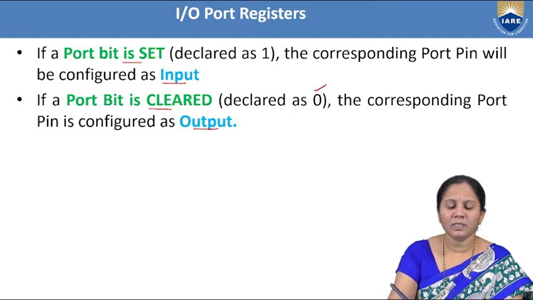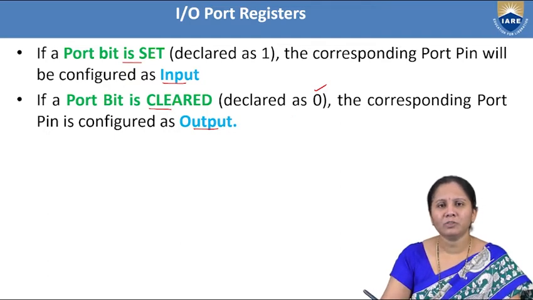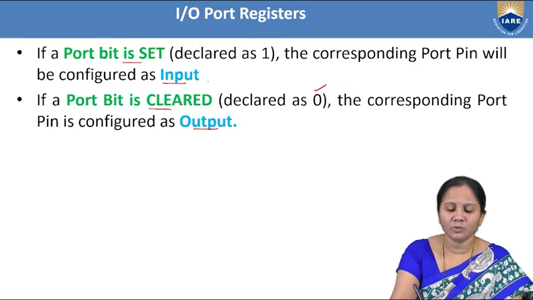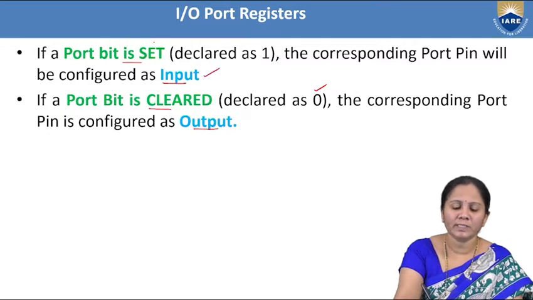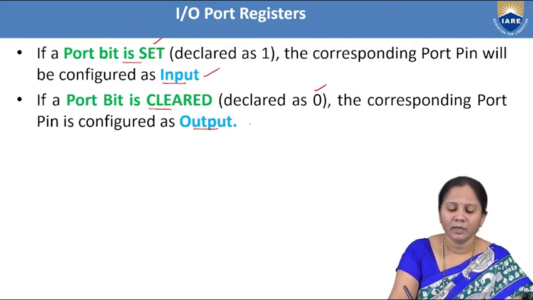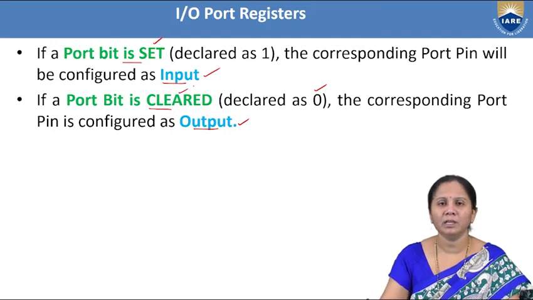Okay. Because these port pins are IO ports, they are bidirectional. They can be used as input pins or output pins. In order to use a pin as an input, we have to set that particular port pin. In order to use it as an output, we have to clear that particular port bit.